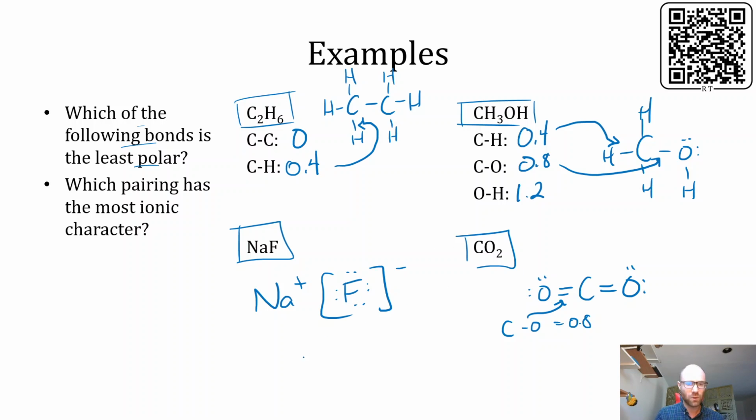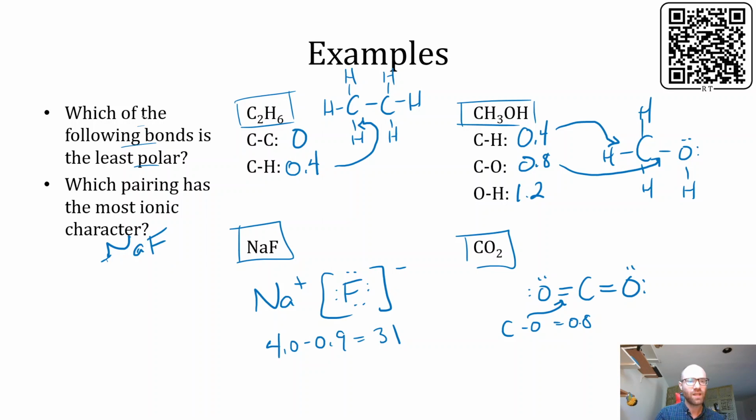So we can go through this whole process. NaF, let me do that really quickly, 0.9. So 4.0 minus 0.9 is 3.1. So the most ionic character is NaF, and the least polar would be the CC bond, and I'm sure you could establish a ranking from within there.